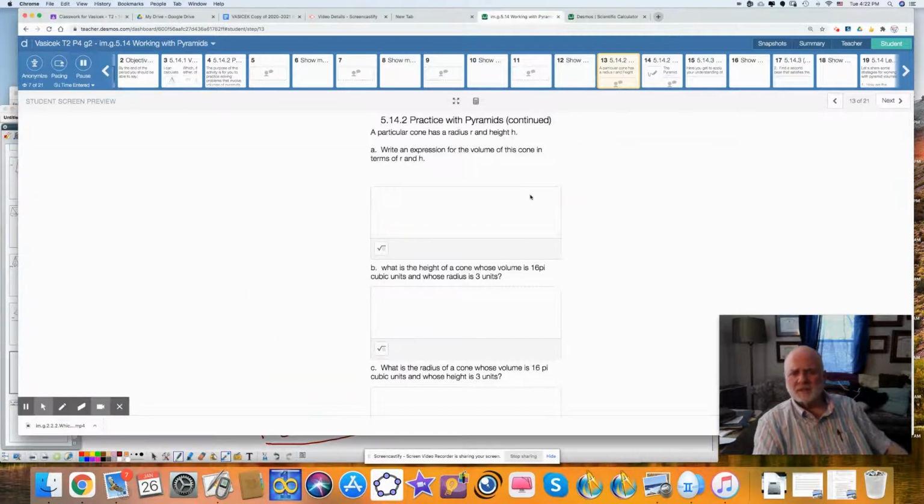Oh, let's see, there's a second part to this question. I didn't see this. It says here, what is the radius of a cone whose volume is 16 pi cubic units, and whose height is 3?